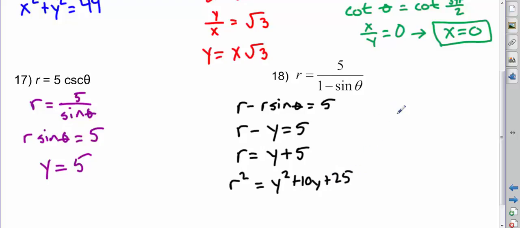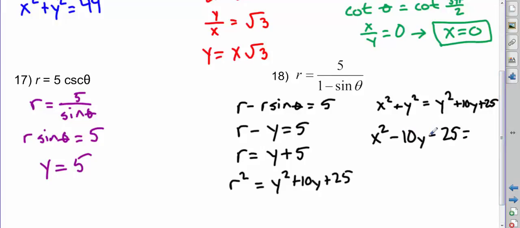And then my next step, I'm going to work up here. I know that r squared is x squared plus y squared. And I'm going to just rewrite what I already had for the right hand side. And usually with this kind of thing, we can't simplify a whole lot. We can get rid of y squareds, but typically we put it in what's called a general form, where I'm just going to move everything over to one side. So I'm going to have x squared minus 10y minus 25 equals 0.